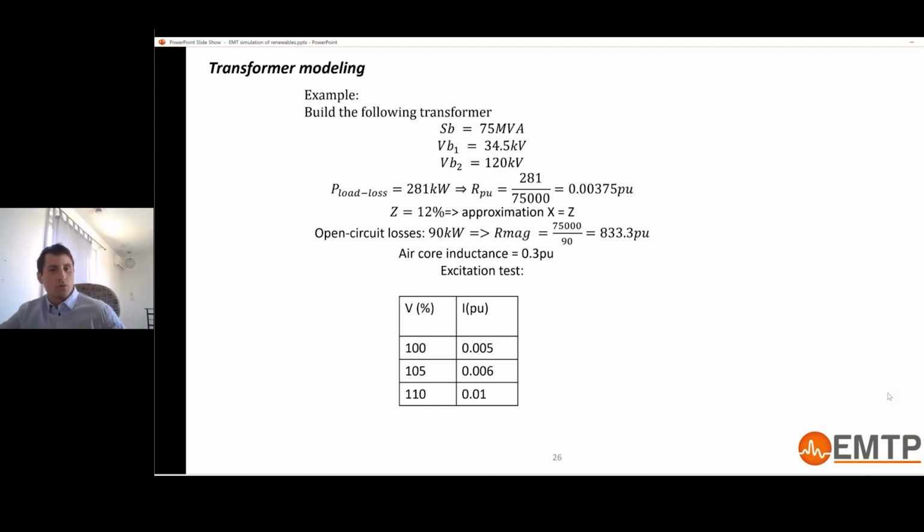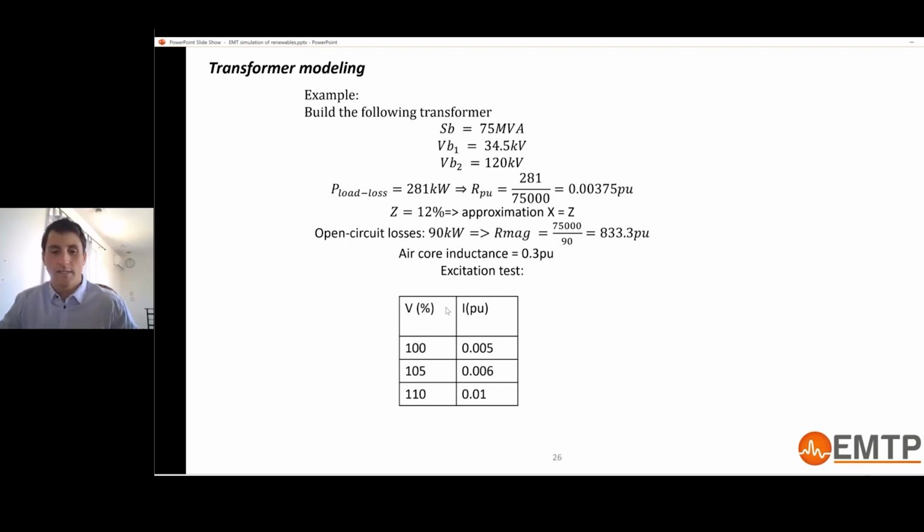Okay, so this is what we're going to do in the lab: model this transformer. I pass on that because time is running, but you have the slides if you want to see a concrete example with numbers. So here, basically, it's a park transformer, 75 megawatts. On the collector grid, we have 30.4 kilovolts. The transmission grid is 120. Okay, and we have here the load loss. With the load loss, we find the resistance. We have the total impedance, we find X. We have the open circuit loss, we find the shunt resistance. And then we have this V-I curve here to find the saturation curve.